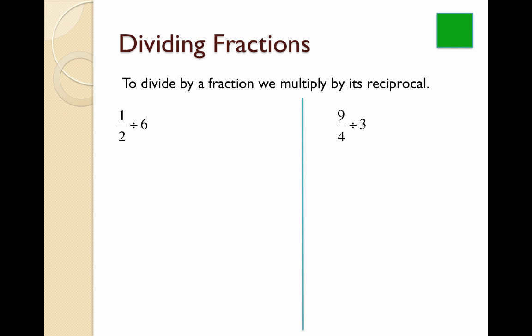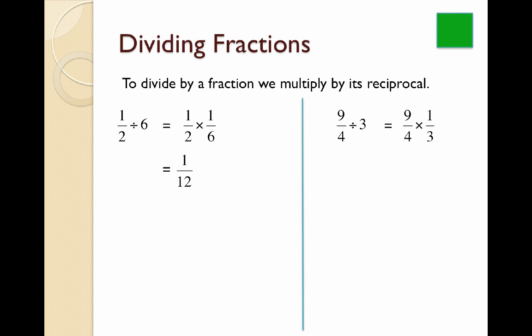Let's take a look at dividing fractions by whole numbers. This first example says to do a half divided by 6. Now we should know that a 6 is the same as 6 over 1, so if we want to multiply by its reciprocal, we need to change that 6 into a 1 over 6. So a half divided by 6 is the same as a half times 1 over 6. Now we multiply the numerators to get 1 on top and multiply the denominators to get 12 on the bottom. So a half divided by 6 is 1/12.